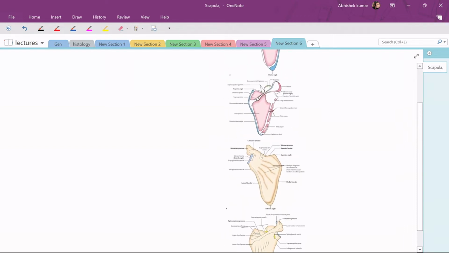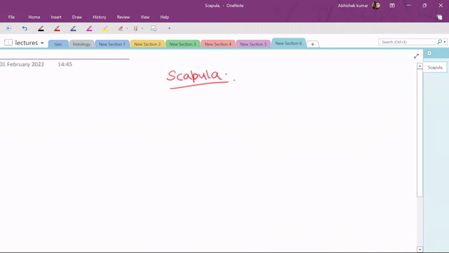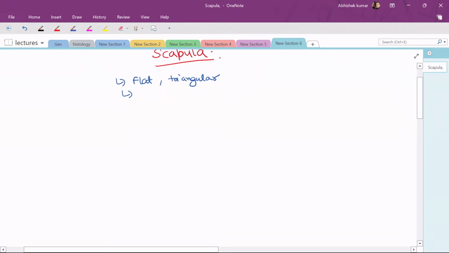So now, let's not talk about that. First, talk about what is a scapula, how it is different from other bones. Okay. So first of all, what is a scapula? A scapula is a flat bone. It is triangular in shape. What is the position of a scapula? So the position of a scapula is between your second and your seventh rib.